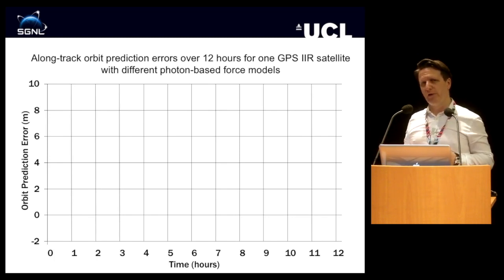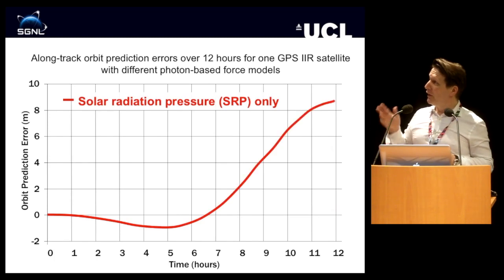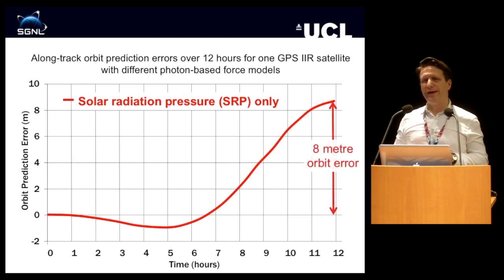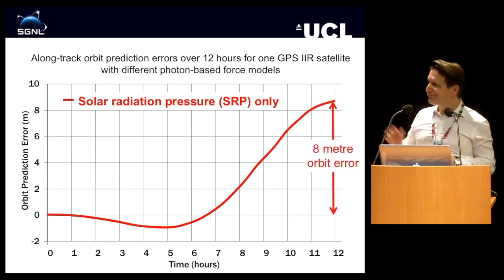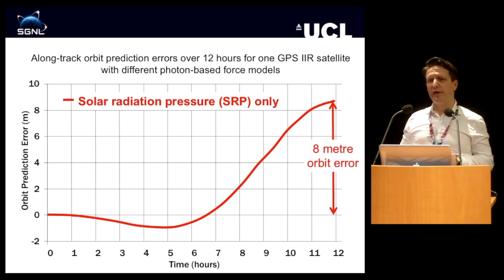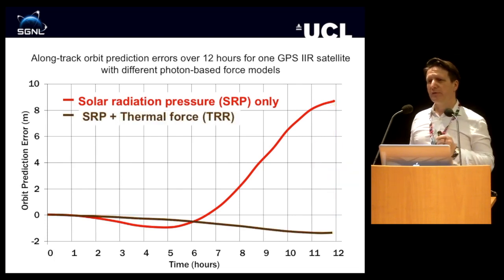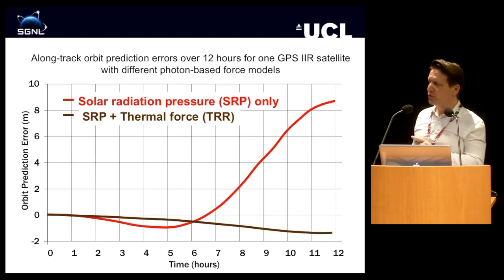So if we model gravity, third body effects, general relativity, tidal forces on the Earth, those kinds of things, and we include a solar radiation pressure model, after about 12 hours you have about 8 meters of orbit error. That's just for solar radiation pressure only. Now, for the 2R spacecraft, if we then add in the thermal effect on that blackened MLI, then you see a dramatic improvement in your ability to predict the orbit. And that shows us that the thermal signature on these satellites is very strong.